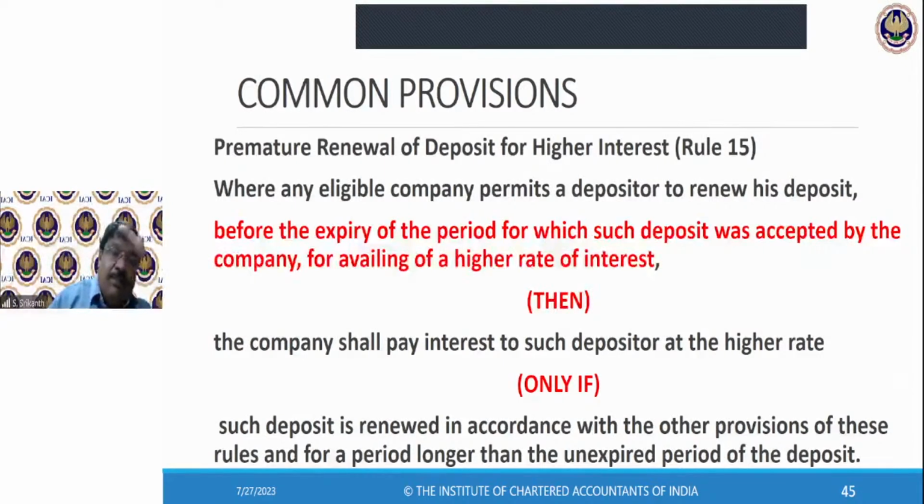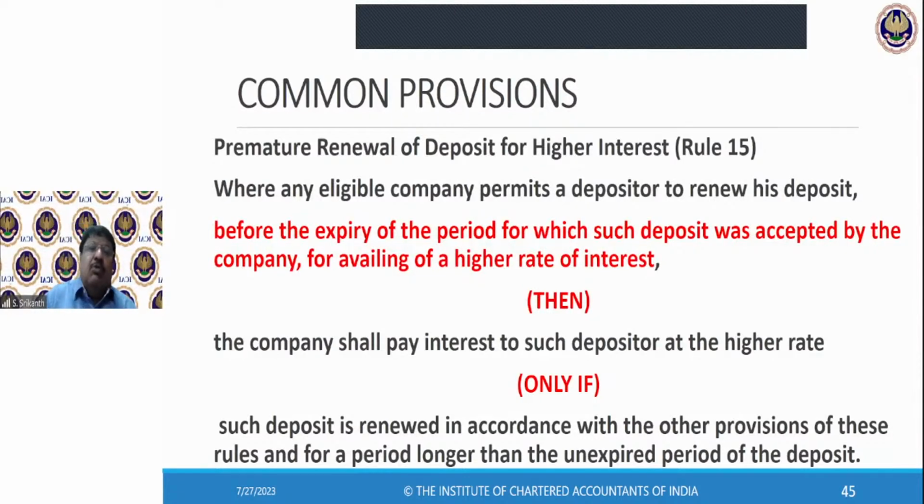Then the company shall pay interest to such depositor at the higher rate only if such deposit is renewed in accordance with the provisions of these rules and for a period longer than the unexpired period of the deposit. See, he's coming to you with his 3-year deposit. At the end of the second year, he wants to renew it for 6 months or the balance 9 months or whatever at the higher rate. No, you cannot pay. You can pay at the higher rate only if he is extending it for a period longer than the unexpired period. If the unexpired period is 9 months, then he should at least renew it for 1 year. Got it? Or if it is 1 year, then you should renew it for 2 years.